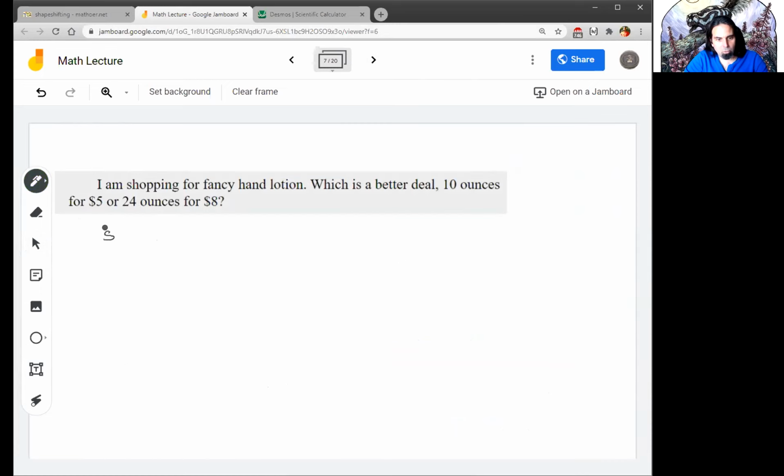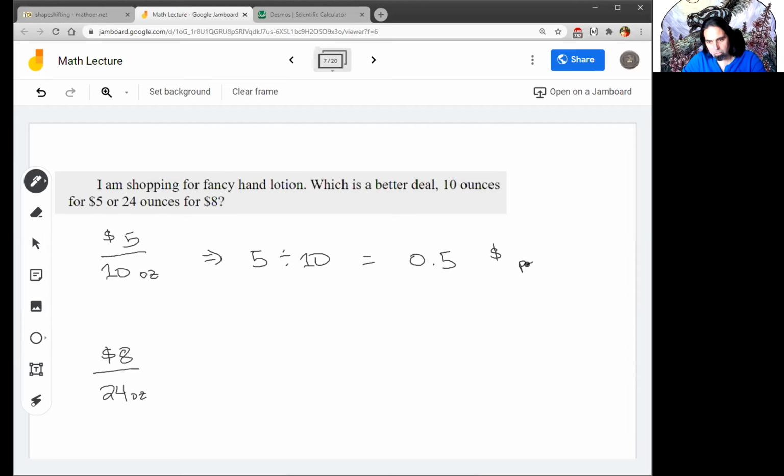Let's flip the fraction. We'll start with $5 compared to 10 ounces. Or $8 compared to 24 ounces. So this one is going to be 5 divided by 10. Again, we go down the fraction with our division. So now we have dollars per ounce. And we probably wouldn't in real life write it that way. We would make it look like this, right? 50 cents per ounce. This one, we have our 8 divided by 24. So then we'd get 0.33.